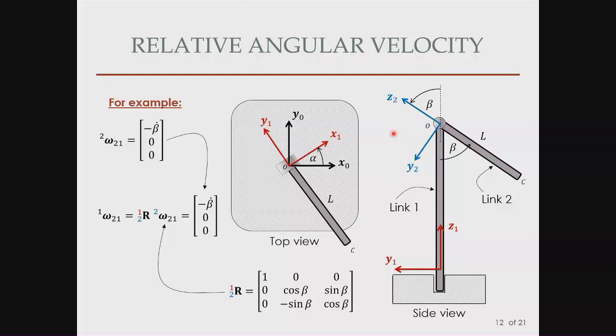Can I express this vector in frame 1? Yes. This is the angular velocity of link 2 relative to link 1 expressed in frame 1. How to transition? You can just use rotation matrices as normal, right? Rotate your vector with the rotation matrix from 2 to 1, and you will get the result in frame 1.